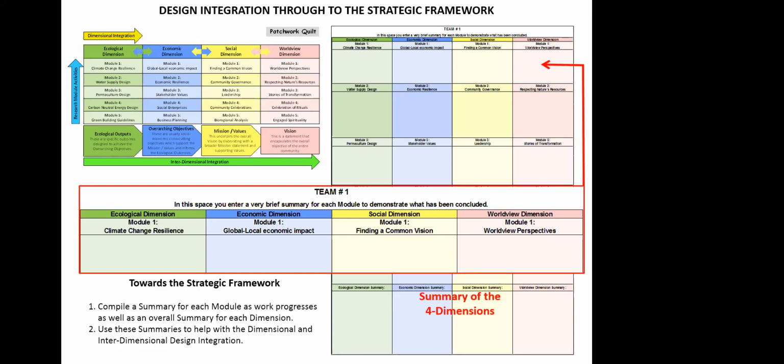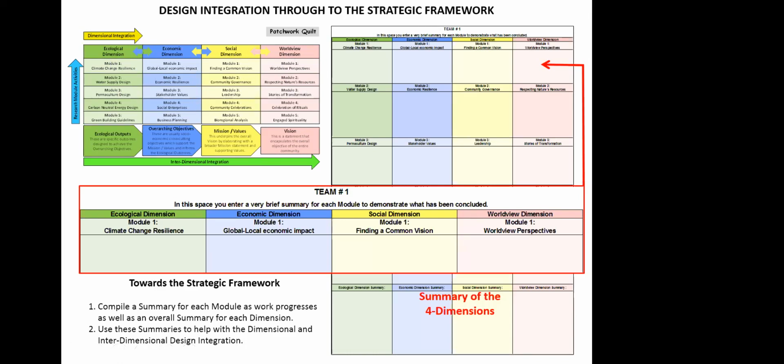So for example, if you've got a case study whose particular slant is an advocacy type project, then what you'll generally find is that there's a large focus in the module 1 activities. These are the climate change resilience, the global local economic impact, finding a common vision, and the worldview perspective. We don't have many, in fact, I don't think we have any advocacy case study this year.